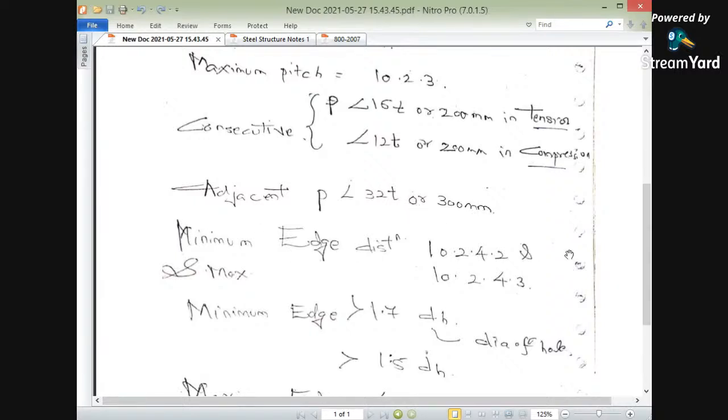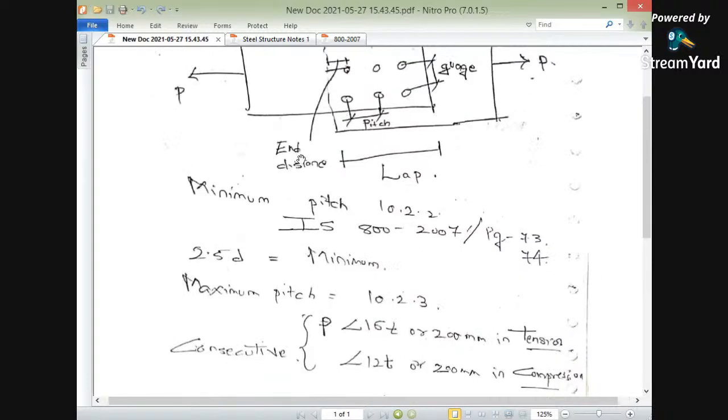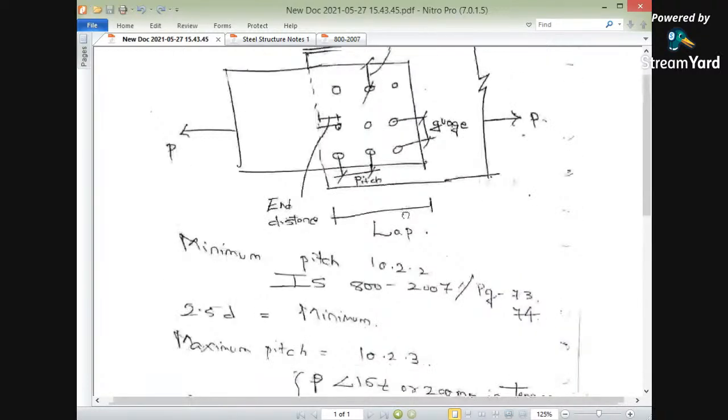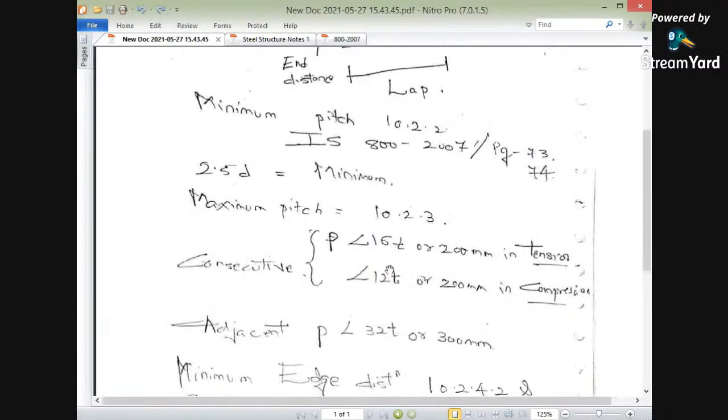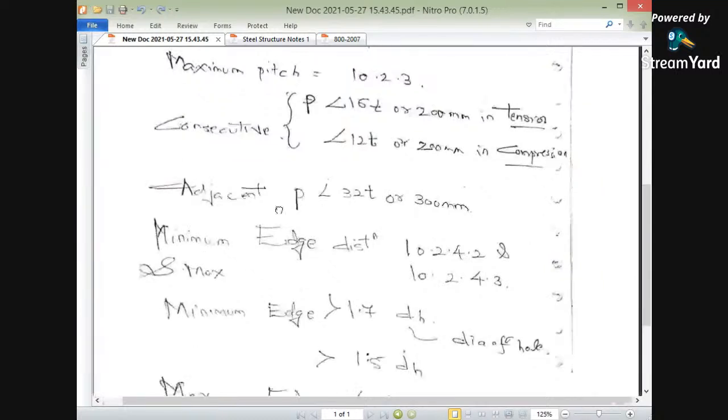What is the minimum edge distance? I have already discussed what edge distance is. This is nothing but the edge distance, this edge. So what should be the minimum edge distance? It is mentioned in clause numbers 10.2.4.2 and 10.2.4.3, which give the minimum and maximum distances.